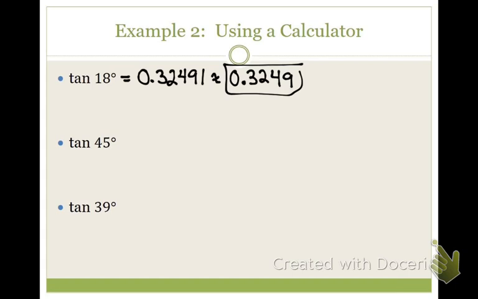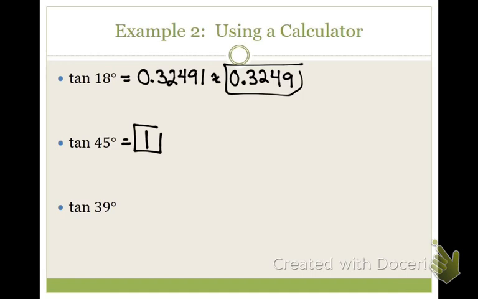All right, go ahead and solve for the next one, tangent of 45. Very rarely would this happen, but tangent 45 is going to actually be 1. Okay? Like I said, very rarely.